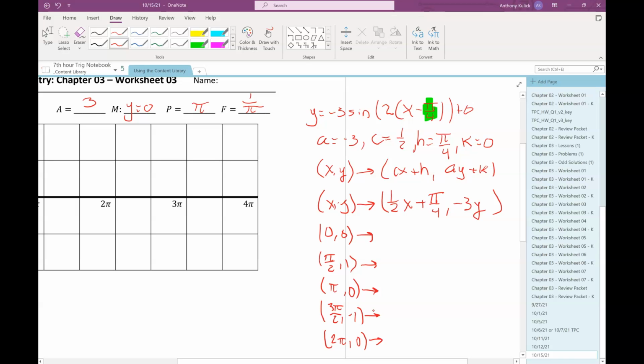So I've gone ahead and copied in my key points. Now all I'm going to do is take my X and plug it in for the X spot, take my Y and plug it into the Y spot, and evaluate.